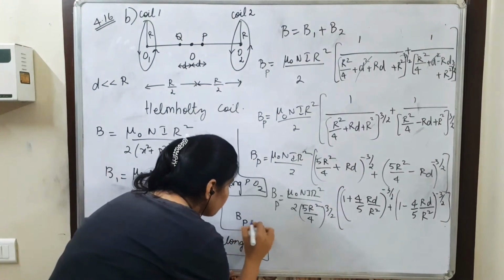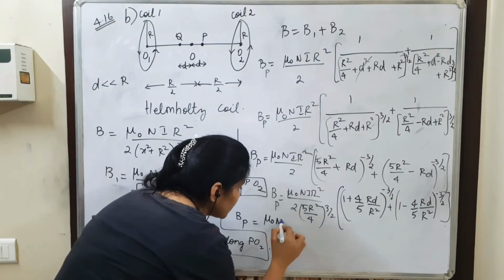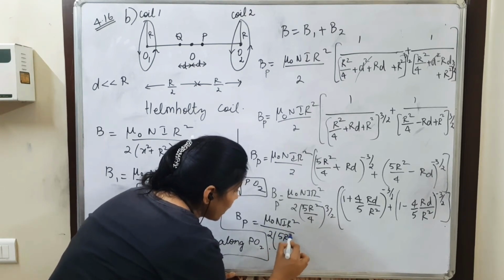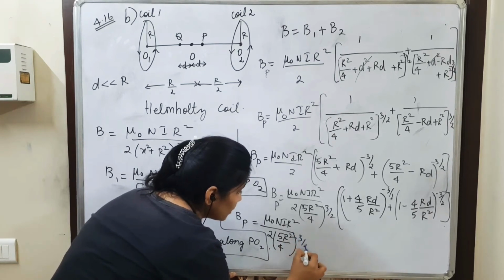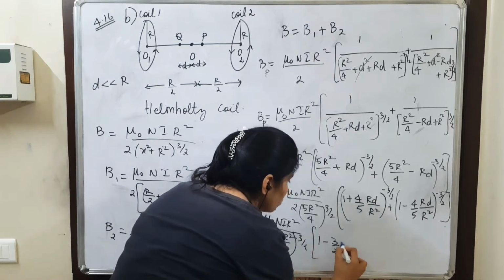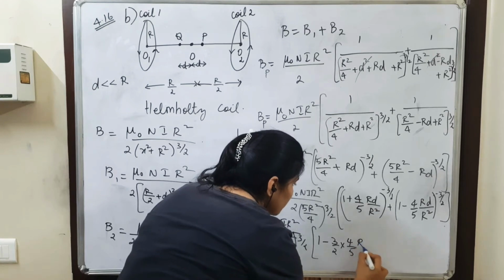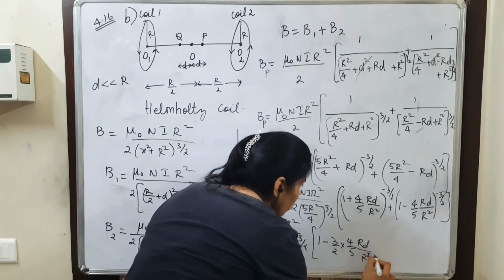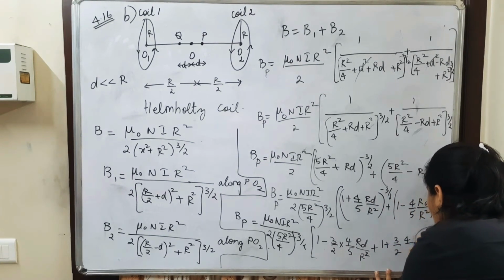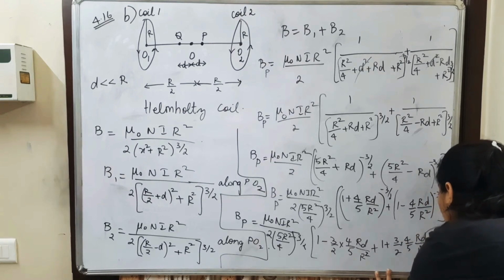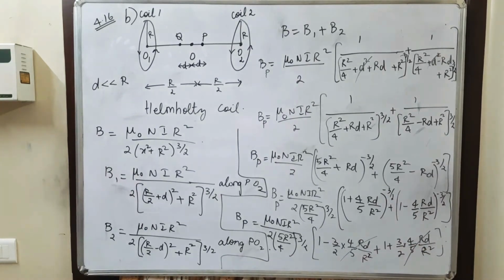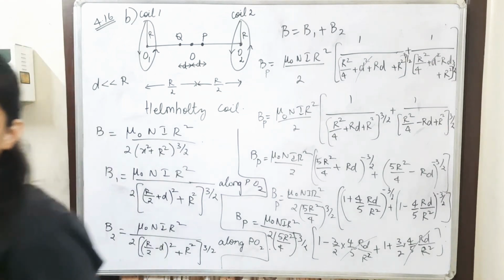So BP is equal to mu naught capital N I R square divided by 2 into 5 R square by 4 the whole power 3 by 2 into 1 minus 3 by 2 into 4 by 5 RD divided by R square, then plus 1 plus 3 by 2 into 4 by 5 into RD divided by R square. So here clearly we can see these two terms are getting cancelled. Simple as that. After this I'll erase the board and then we'll continue.